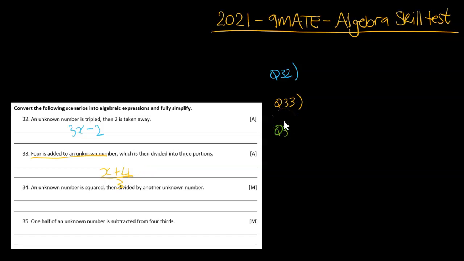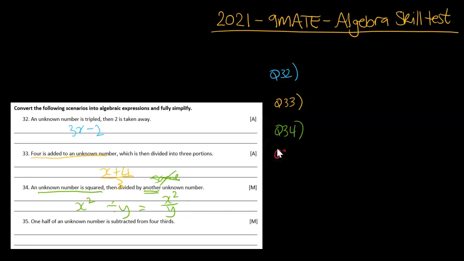We are now on to question number 34, and this one wasn't done too well, but we had an unknown number is squared. I'm going to use x squared for that, and then divided by, and a keyword, another unknown number. So that is not the same unknown number, so we're going to need another letter. So let's say divided by y. So when you look at that as a fraction, x squared over y, that would have been your answer for merit. If you had the x down the bottom as well, you would have been wrong because that's the same unknown number, not another unknown number.